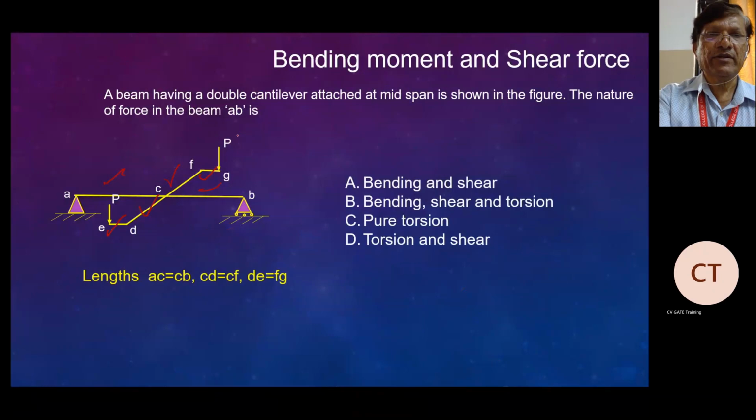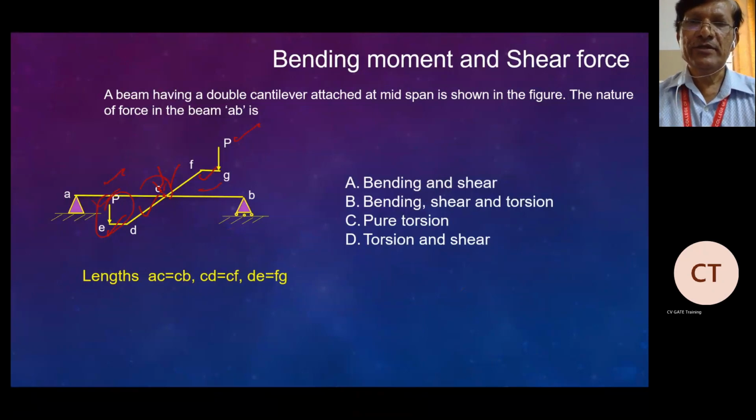Also the force P is given. They want to know what is the nature of force, whether it is bending, shear, or torsion. Whenever a force is acting, that force can be transferred onto the beam as a force and a moment. So finally, it becomes a simply supported beam having a constant load and a moment. That means it will have only bending moment and shear governing.